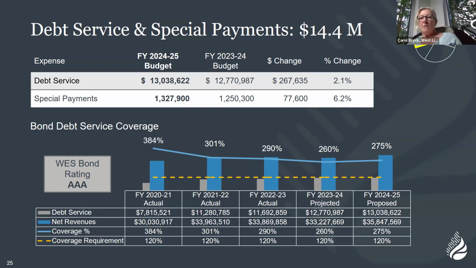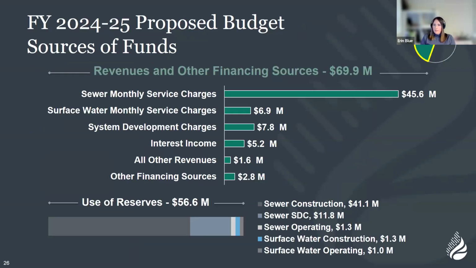All right. Next slide, please. And transitioning on to resources. So these are the current year revenues that WES is projecting to receive during 24-25, and that totals $69.9 million, consisting of about $67.1 million in revenues and other financing sources, which represent project contributions and grant funding of $2.8 million.